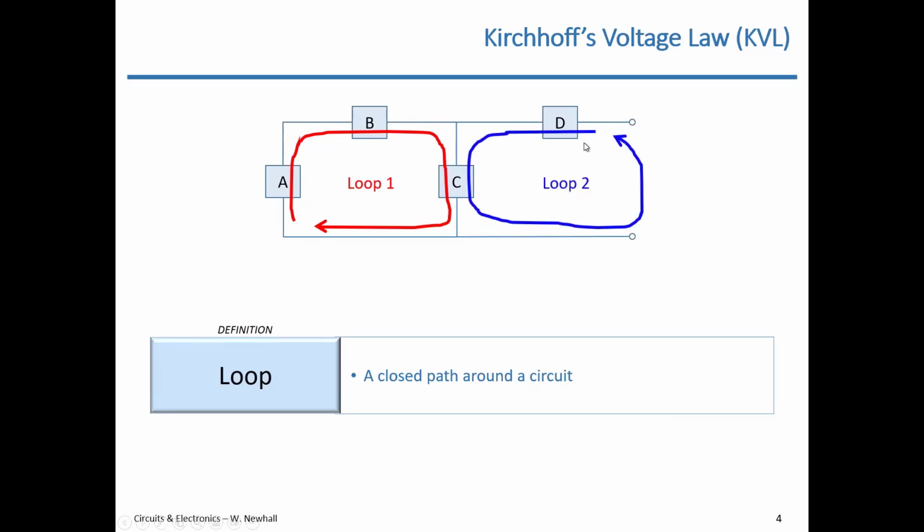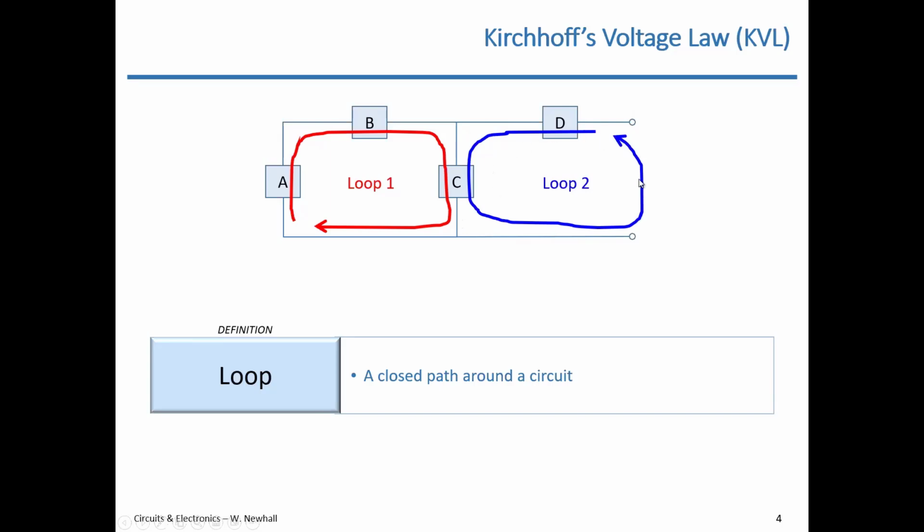For example, I can define loop 2 as this blue loop. So loop 2, I've started up here at the upper right. I go across D, I go across C, and I jump between these 2 terminals from bottom to top, and I end at the same starting point. So that makes it a closed path, but it's not a closed circuit because I have a gap here. I have 2 open terminals. That's okay.